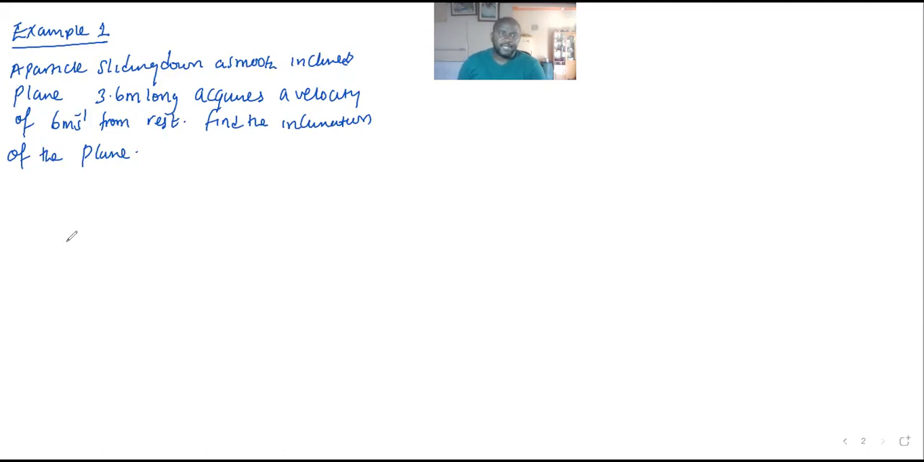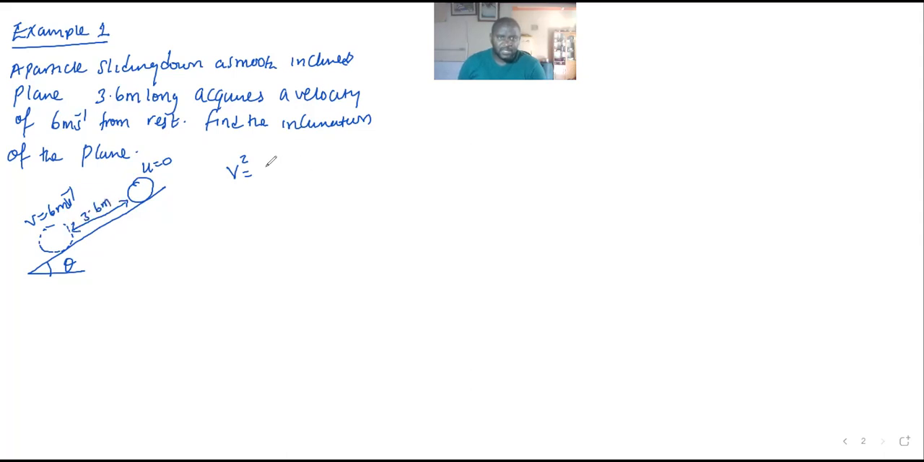Now, they have said we have a particle sliding down a smooth plane. We do not know the inclination, it can be theta, but this particle is going to slide down. Before you do any other item, it starts from rest, so initial velocity is 0. It attains a velocity of 6 meters per second, and by this, it has traveled what distance?